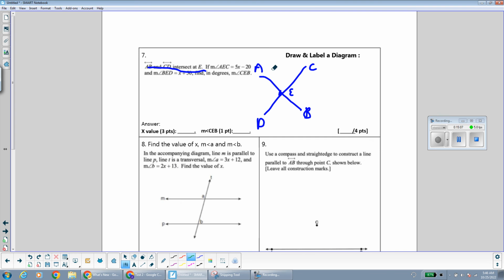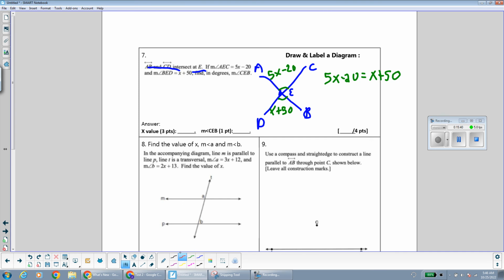Measure of angle AEC is 5x minus 20. Measure of angle BED is x plus, I wrote on it so I can't see what it is, x plus 50. Notice how these two angles are vertical angles, so they are congruent to each other. 5x minus 20 is equal to x plus 50.